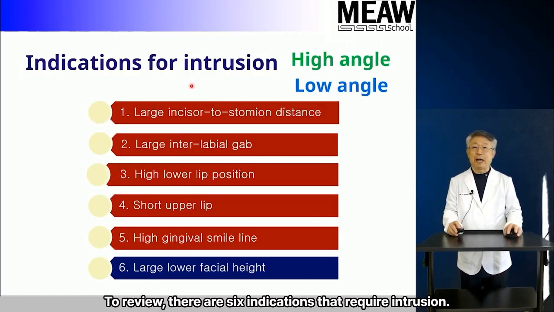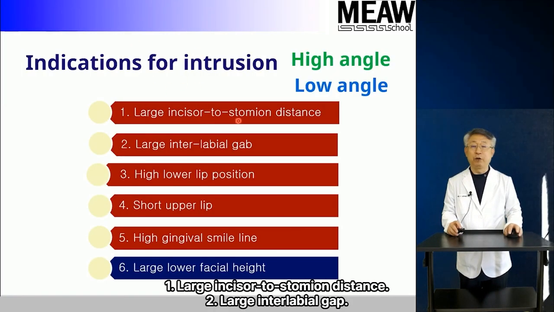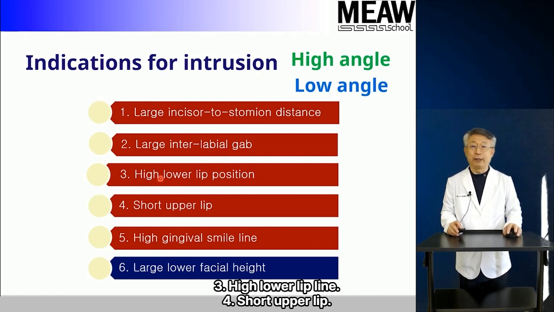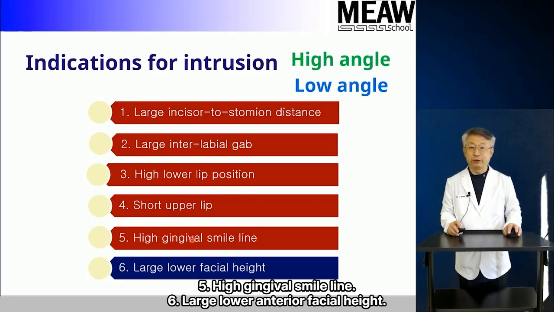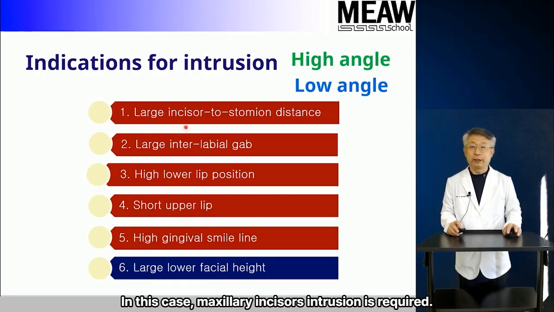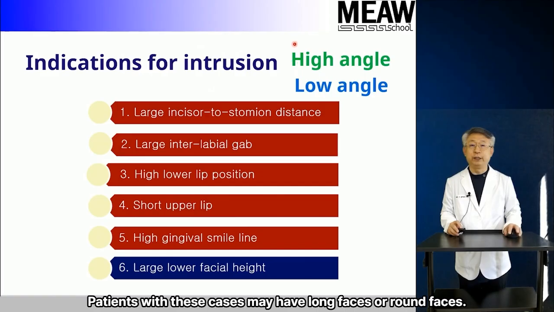To review, there are 6 indications that require intrusion. 1. Large incisor to stomion distance. 2. Large interlabial gap. 3. High lower lip line. 4. Short upper lip. 5. High gingival smile line. 6. Large lower anterior facial height. In this case, maxillary incisors intrusion is required. Patients with these cases may have long faces or round faces.